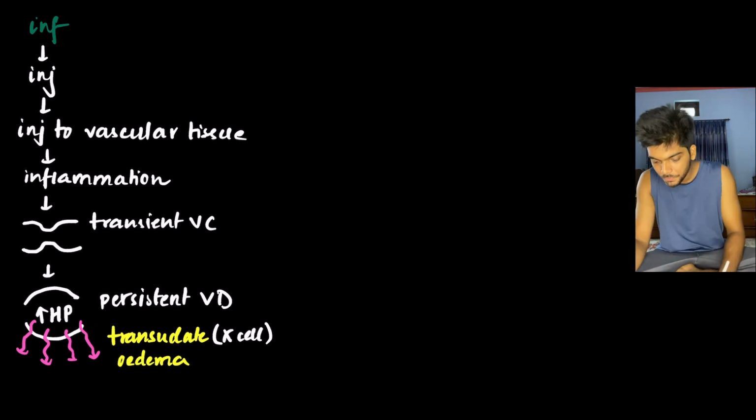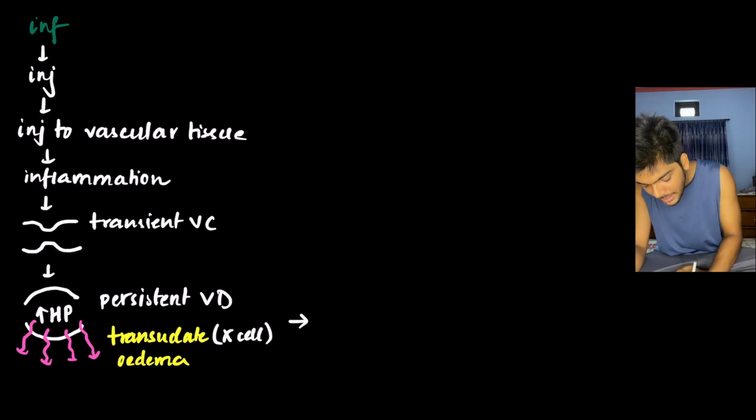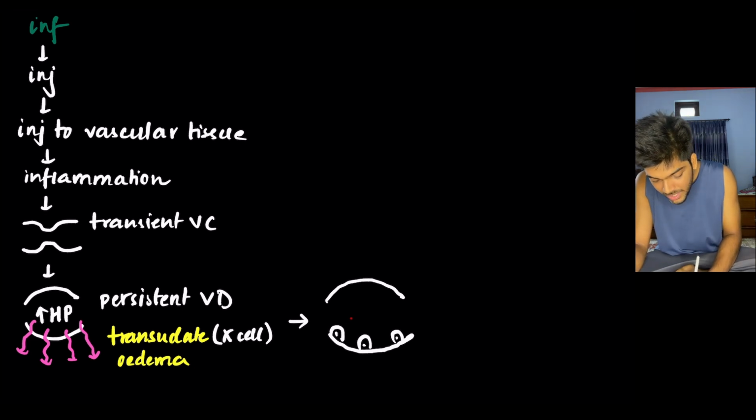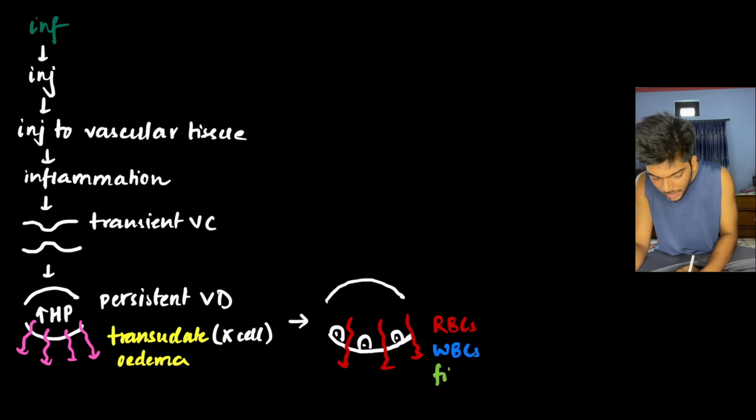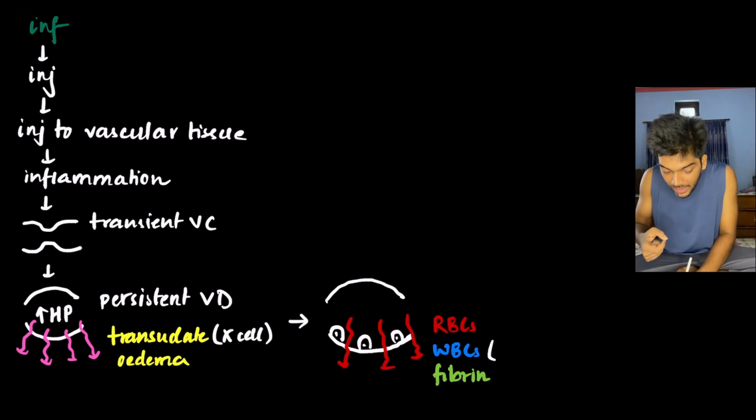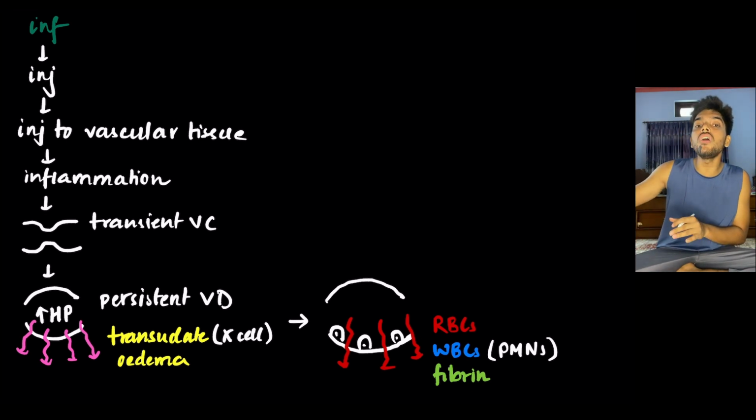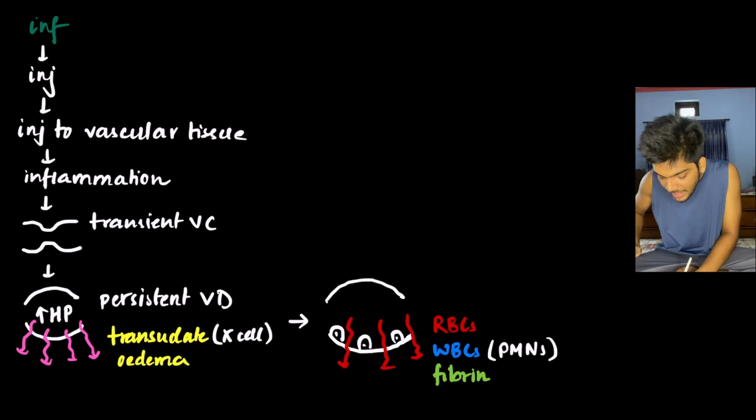or transudate swelling. Immediately following that, what happens? The permeability of the blood vessel increases. Now, it's not just fluid that comes out. Now, even cells come out. RBCs come out. WBCs come out. Fibrin comes out. The WBCs that come out first are neutrophils or polymorphonuclear cells. And when the inflammation takes place for a longer period of time, that is chronic, then lymphocytes come out.